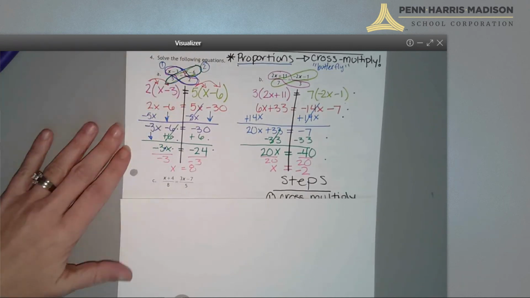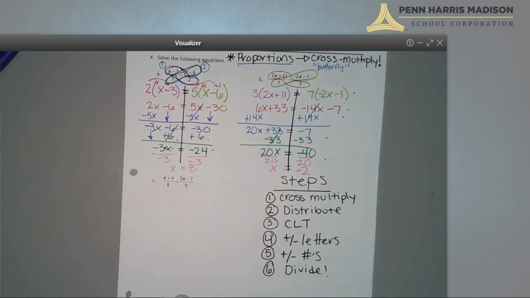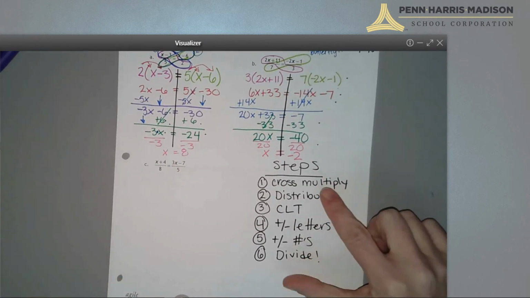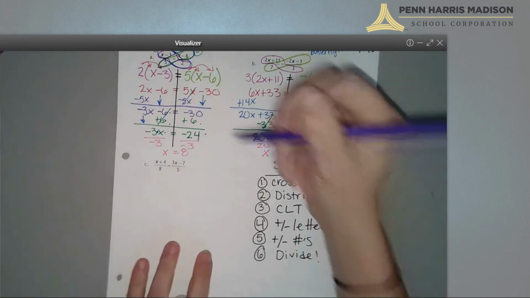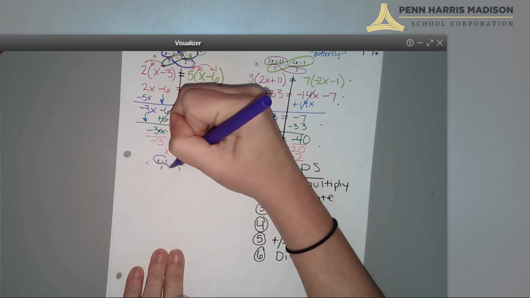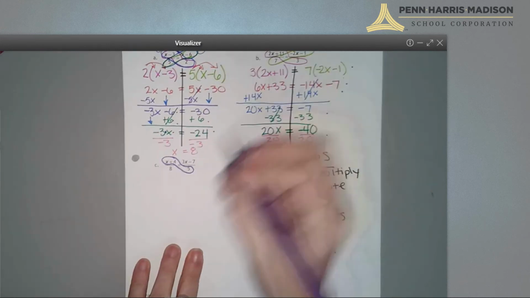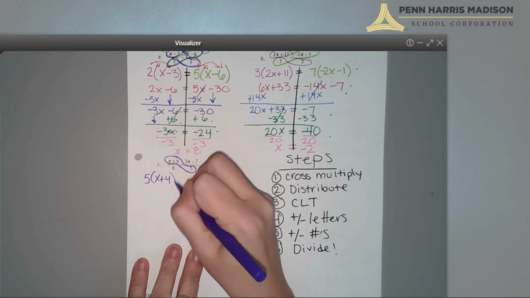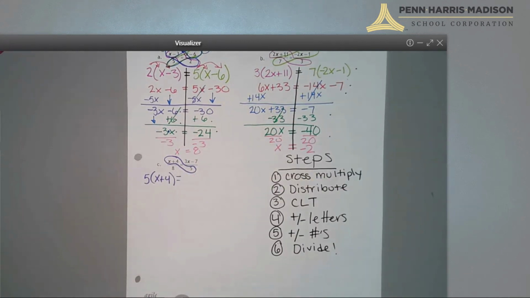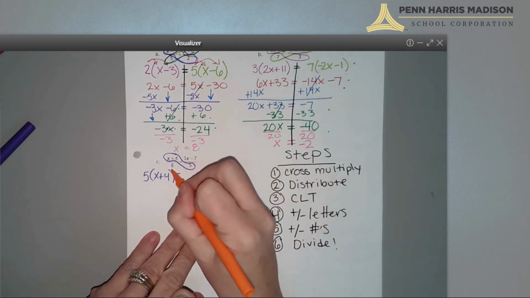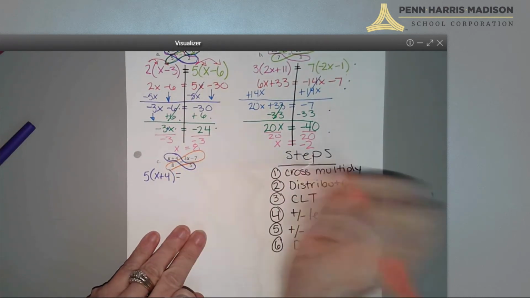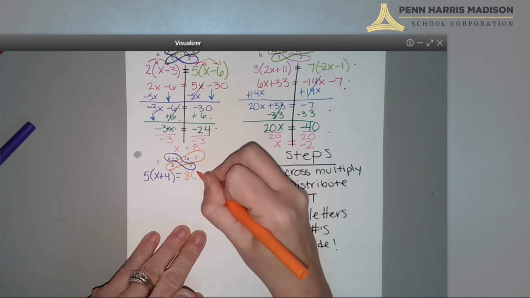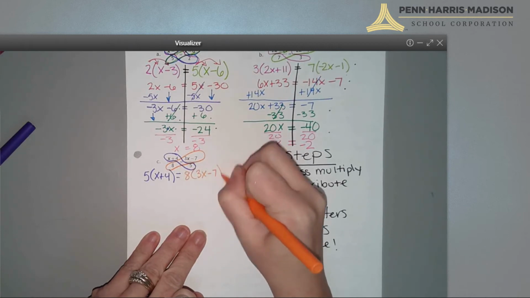Let's take a look at this last problem here. I saved this one to do with you guys. So I have my steps again. Step 1, cross multiply. So I'm going to put this one over here. I have a 5 and an x plus 4. So I'm going to write that as 5 times x plus 4. Put my equal sign down. And then I have my other side. Cross multiply the other side. And it's 8 times 3x minus 7.